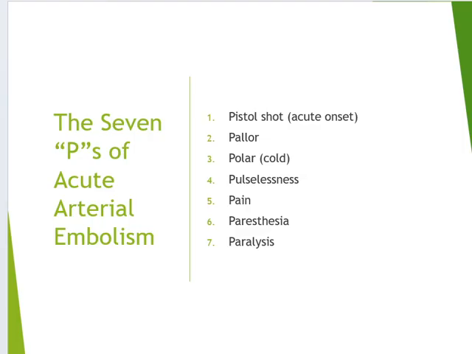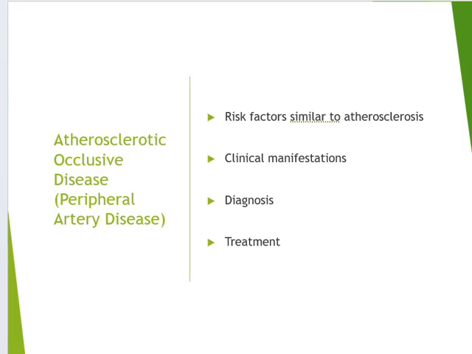So if this occlusion is acute, meaning it happens suddenly, we get the 7 P's of acute arterial embolism. They are pistol shot, which is acute onset, pallor or paleness, polar or cold, pulselessness, pain, paresthesia, which is numbness, and then paralysis, which is loss of movement. So these are the things that are typical of the extremity that has acutely lost blood flow. So that's the acute manifestation, that sudden disruption.